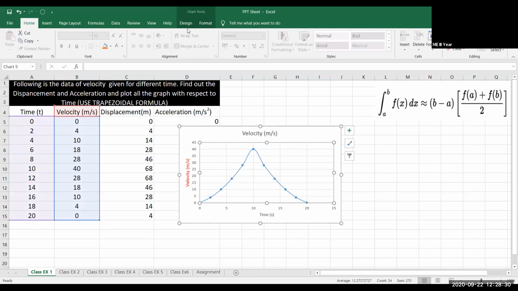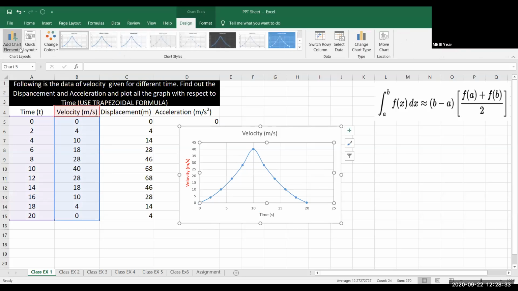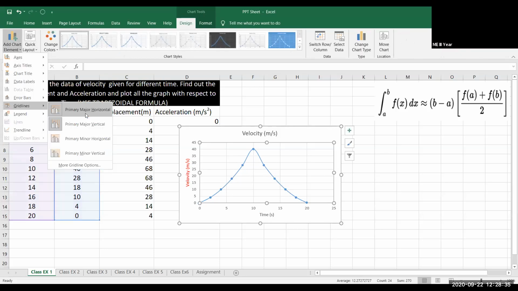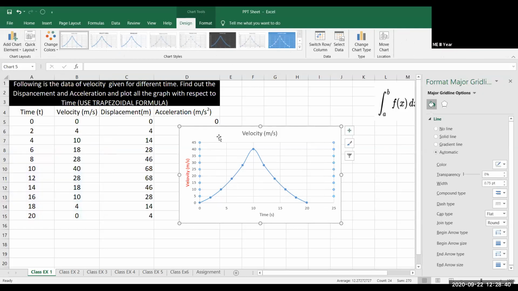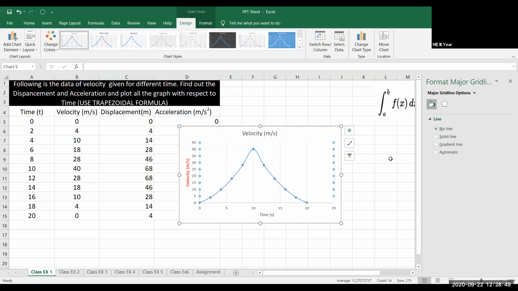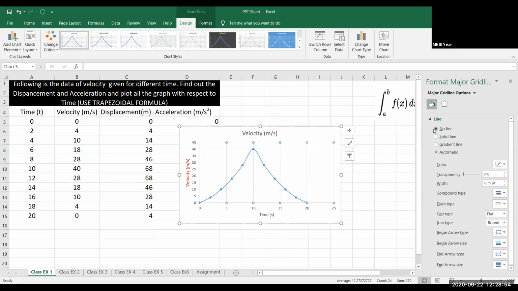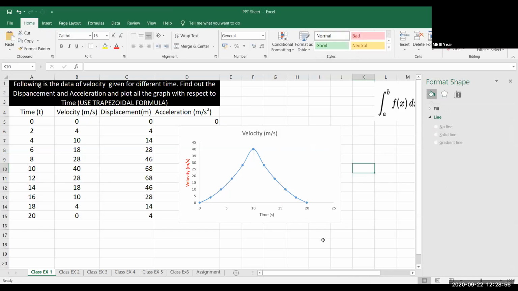Just go to the design and go to the grid line. Other options will be there. You can choose from the options. If no lines are required, then no grid lines will be there, only the plane will be there. Like that. So now we will do the plotting for the second curve.